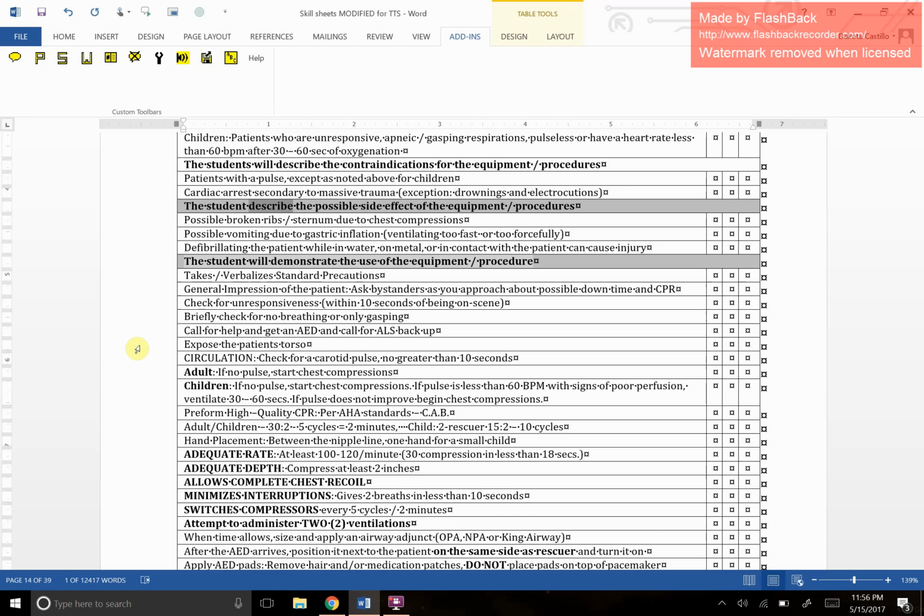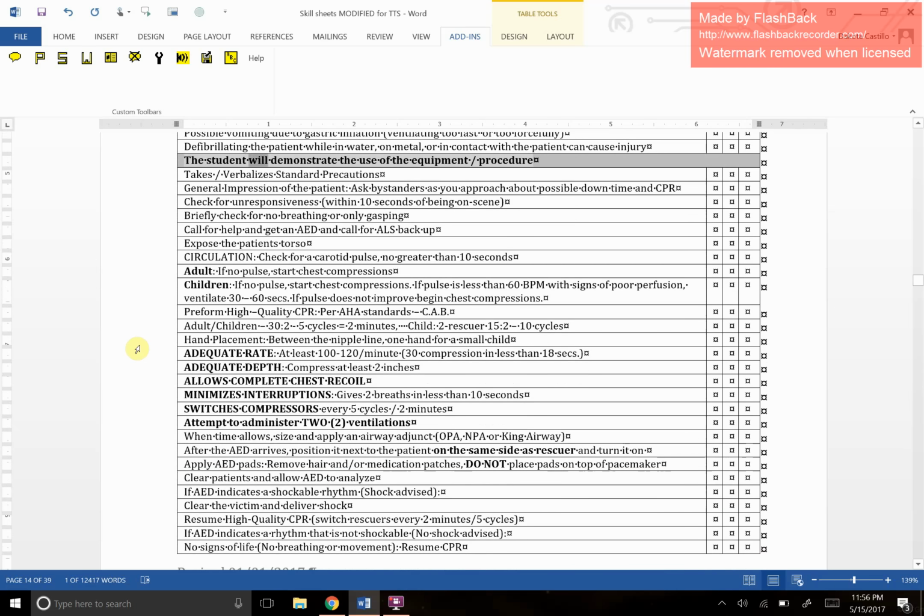The student will describe the possible side effects of the equipment/procedures. Possible broken ribs/sternum due to chest compressions. Possible vomiting due to gastric inflation, ventilating too fast or too forcefully. Defibrillating the patient while in water, on metal, or in contact with the patient can cause injury. The student will demonstrate the use of the equipment/procedure.